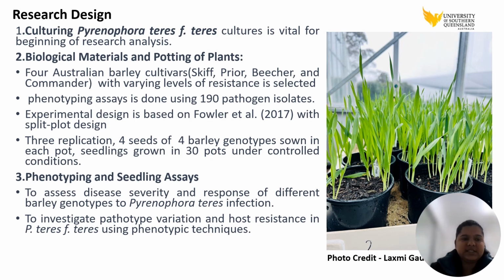Now let's talk about research design. Culturing of Pyrenophora teres f. teres is very important for the beginning of the research. After that, we'll select four Australian barley cultivars: Escape, Pyrer, Beecher, and Commander, with varying levels of resistance. And then we'll use 190 pathogen isolates for phenotypic evaluation. The experimental design is based on a split plot design. We'll have three replications. Four seeds of each of the four barley genotypes are sown in each pot, and they will be grown under controlled conditions.